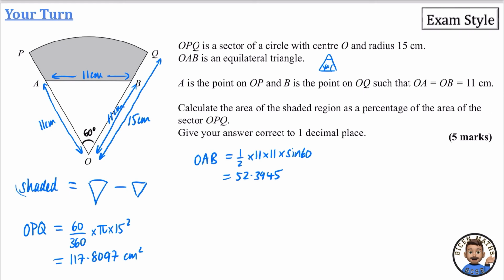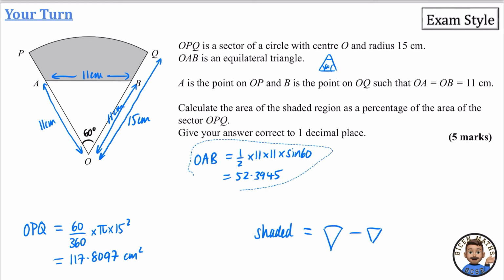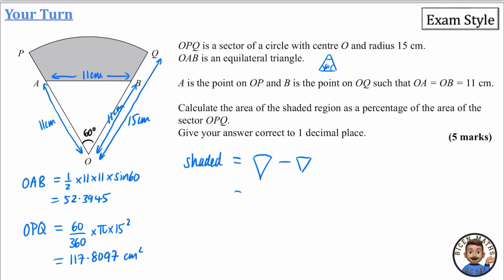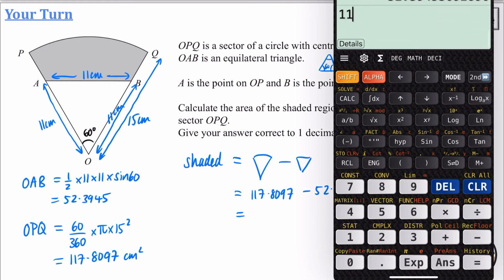Now we're going to try and come up with the different answers. So we've just said that the shaded area is going to be these things. So we're now going to find out what the shaded area is. It's going to be the sector one, which is 117.8097, subtract the other one, which is 52.3945. That's going to be our shaded area, which is that top section. So I'll do 117.8097 minus 52.3945. So it is 65.4152.